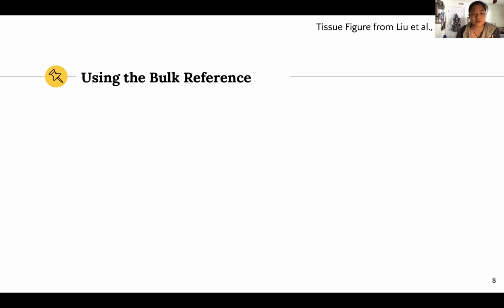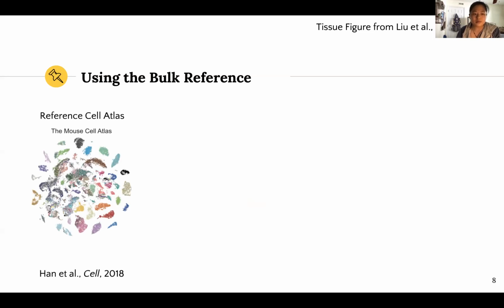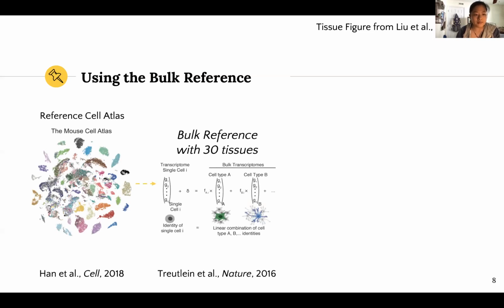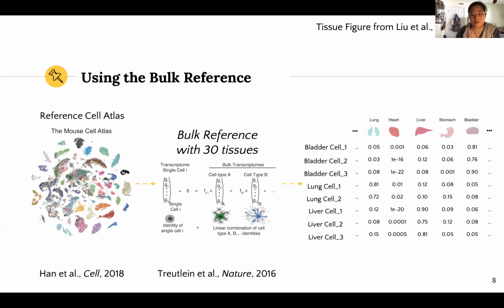So using this bulk reference, we will be able to run quadratic programming using this reference cell atlas, from which we will get a fractional identity matrix of each individual cell mapping to the bulk transcriptome tissue.